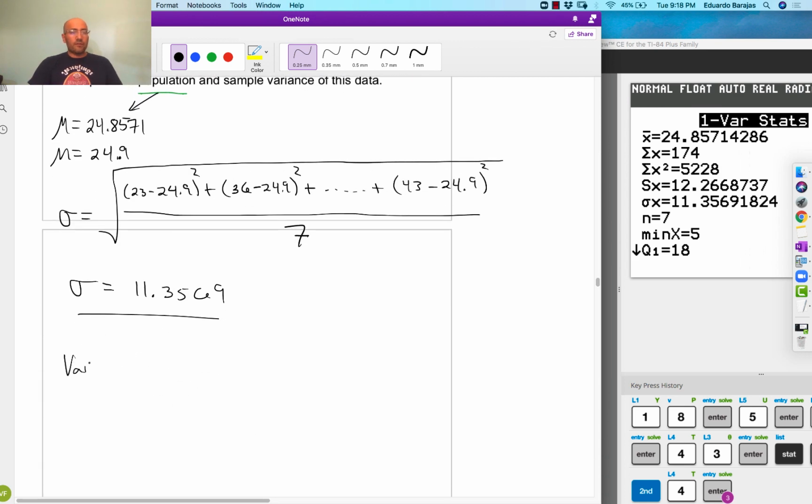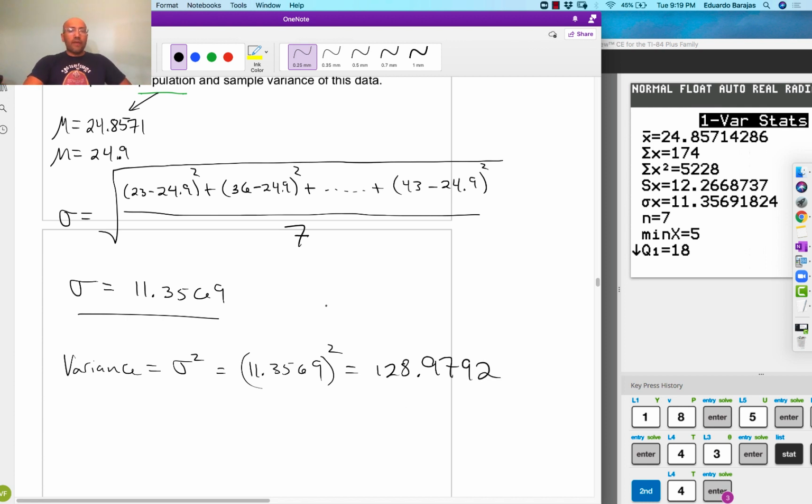So the variance, the notation for it is really just to do that. That is variance, right? There is no special letter to indicate variance. It's just sigma squared. And so sigma squared is going to be equal to 11.3569 squared. So we get 11.3569 to the power of 2. We get 128.9797992.